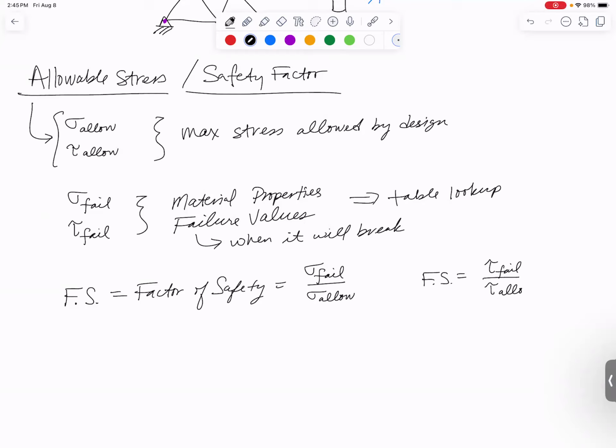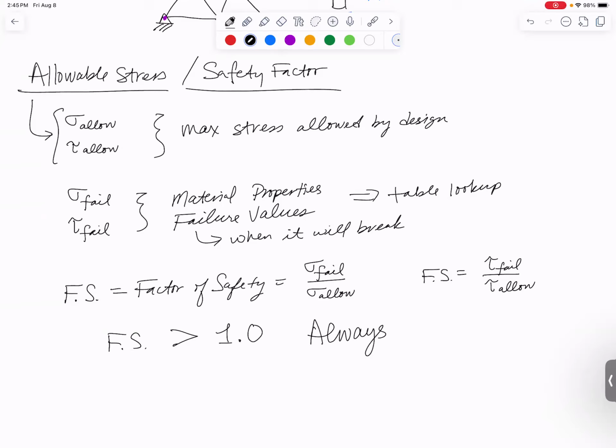You could also calculate it as shear stress that would cause the part to fail divided by the allowable shear stress. And you see, since the number on top, the failure value on top, is the biggest the stress could ever be, it's going to break at that point. The number on the bottom has to be smaller, which means factor of safety must be greater than 1.0. And depending on your application will determine how big of a safety factor you use.